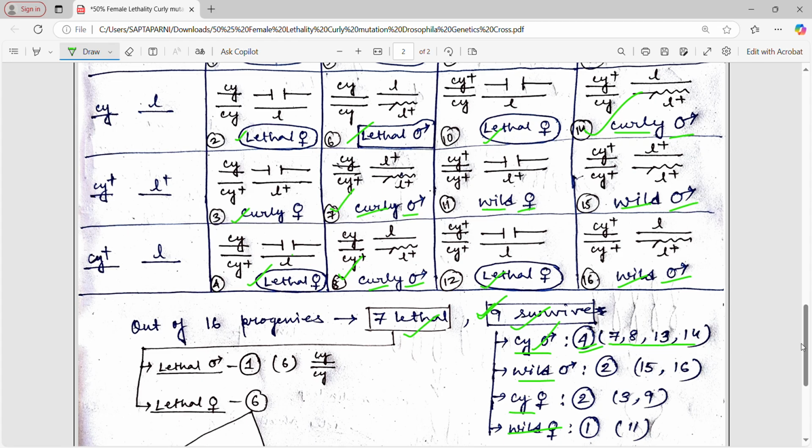Then how many wild males are there? See, there are only 2 wild males, the box number 15 and 16. Okay, so there are only 2 wild males.